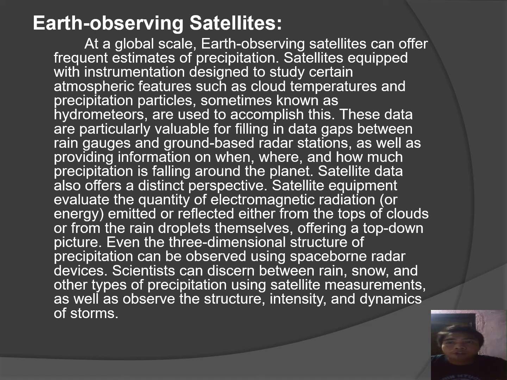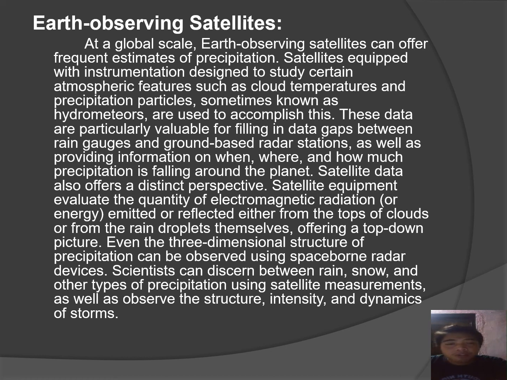Satellite data also offer a distinct perspective. Satellite equipment evaluates the quantity of electromagnetic radiation or energy emitted and reflected either from the tops of clouds or from the rain droplets themselves. Offering a top-down picture, even the three-dimensional structure of the precipitation can be observed using a space-borne radar device. Scientists can discern between rain, snow, and other types of precipitation using satellite measurements, as well as observe the structure, intensity, and dynamics of storms.